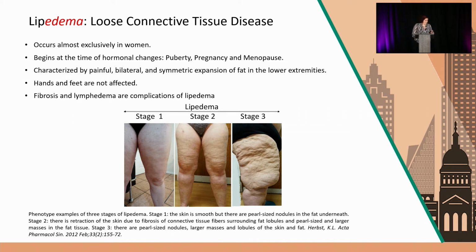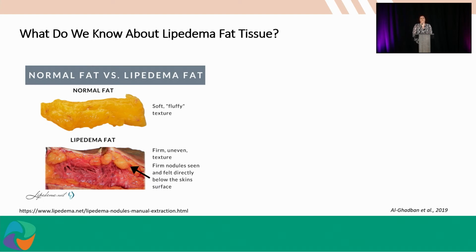Here is an example of lipedema stages, which all of you are familiar with. I just want to note the changes in the skin texture as we move from stage 1 to stage 2 to stage 3. But what do we actually know about the lipedema fat tissue itself? Here I'm showing a comparison between normal fat and lipedema fat. In the lipedema fat, the fat is firm, uneven in texture, and you can see and feel the nodules below the skin.